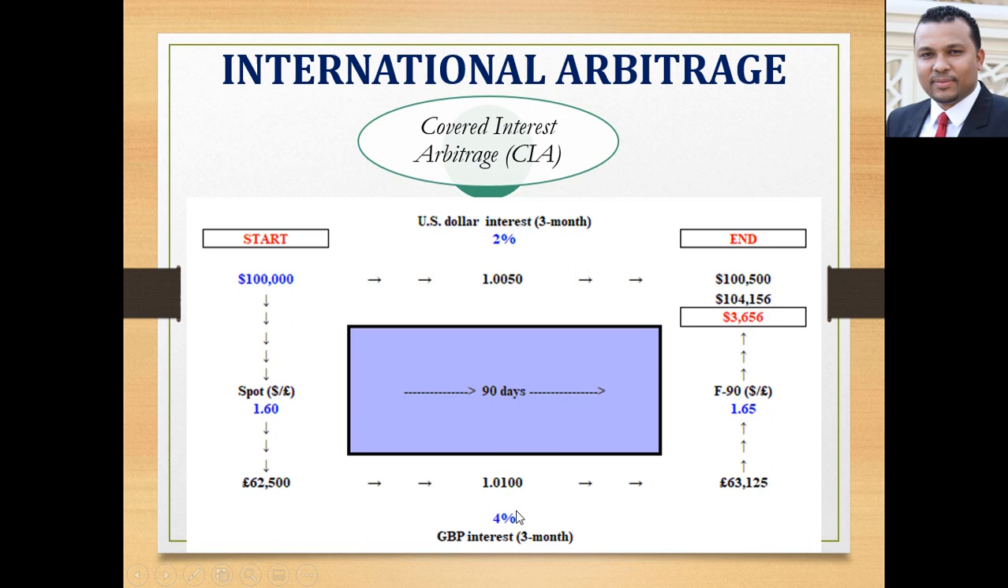Now, what about the earnings or the profit per one England pound? One England pound with interest rate 4% for 90 days equal 1.01, but in case of the US money market, one US dollar equal gain with 1.005. So the net result after 90 days, how many? 63,125 England pound. Now, the trader makes a forward forex trade, a forward contract for 90 days. How many?